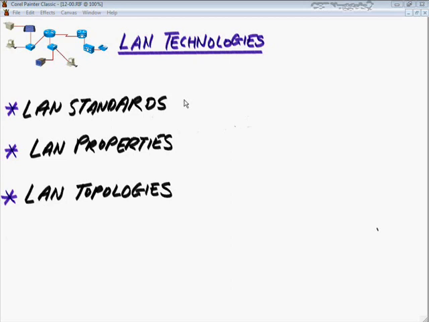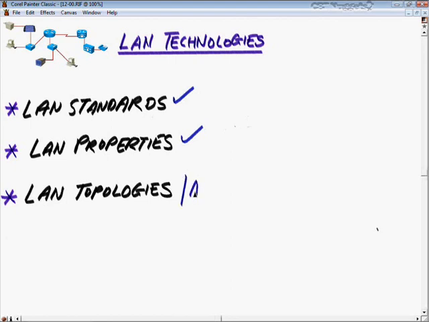Now again, in this LAN Technologies nugget, we looked at 3 main areas. Looked at LAN standards, LAN properties, and local area network topologies, or you can also refer to those as architectures.